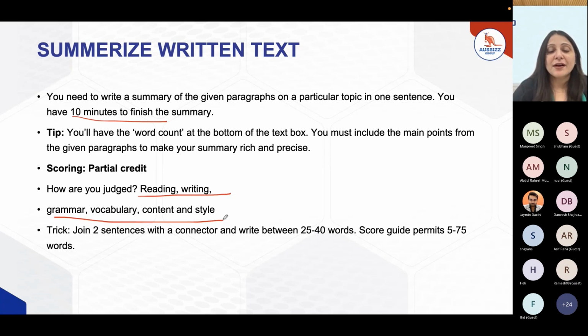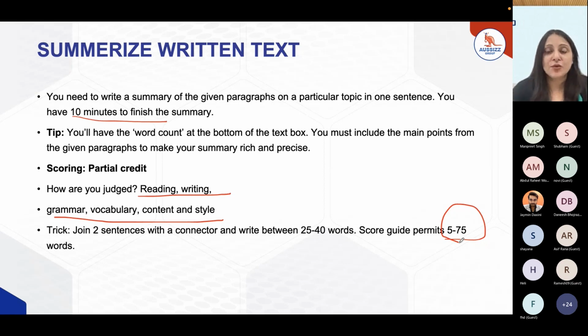I can tell you the word limit for this question given in the score guide is 5 to 75 words, right? If you check the score guide, the word limit for this answer is 5 to 75 words. But I am very sure you will agree with me. Writing one single sentence in 70 or 75 words, or even 50 to 70 words, is quite impossible to do with perfect grammar, right? So you might end up with a grammatical error or a lexical error or some other things.